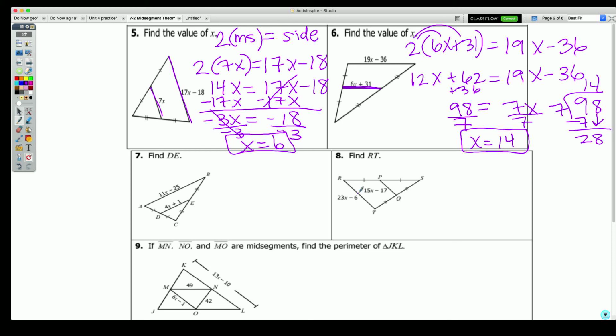We're going to skip number 7 and number 8. The only difference, you see what it's asking for here? Find DE. So I would do the same thing, but what would be my next step? I would plug my x value into DE. So you'll have some on your prep work like that, so just pay attention to what it's asking you for. But I feel like we can move on from those examples. Okay, number 9, let's move on to a little bit trickier one.